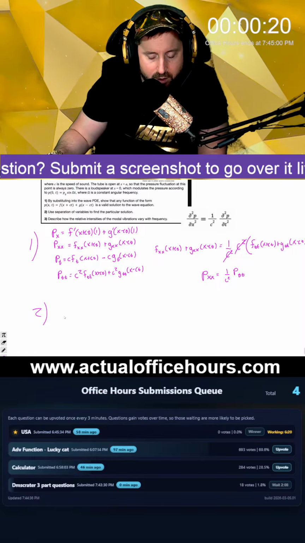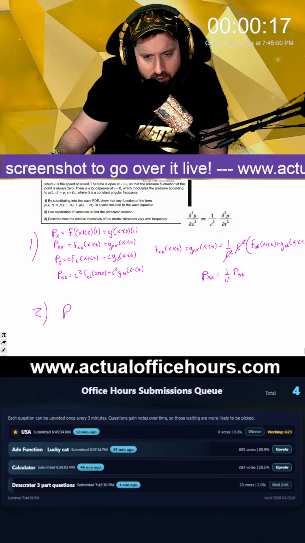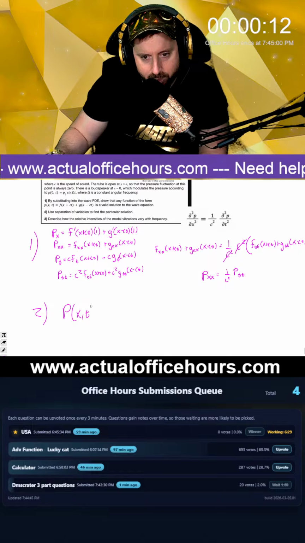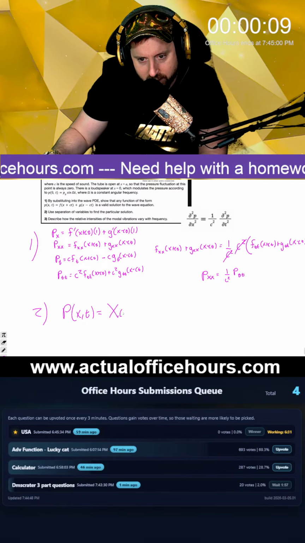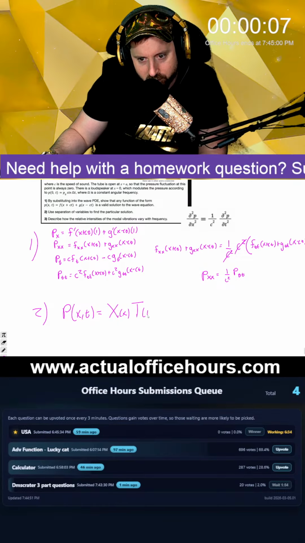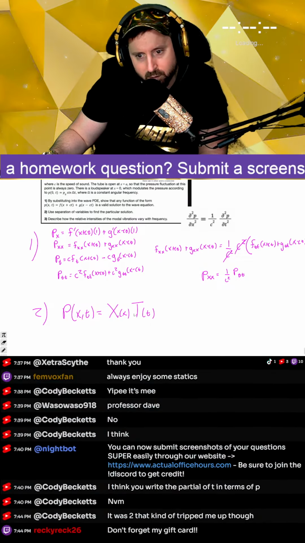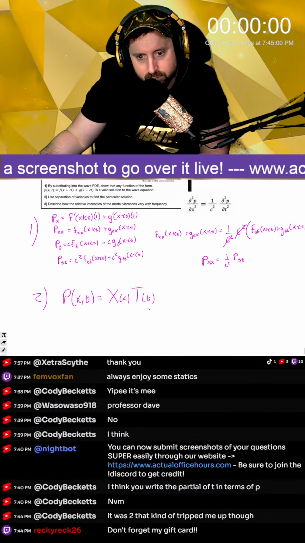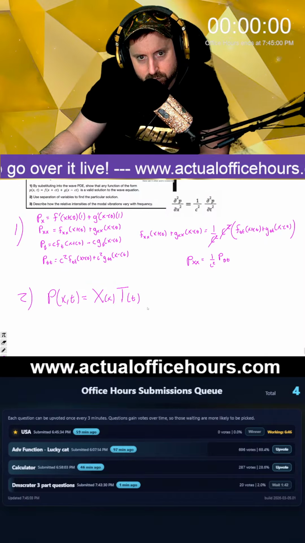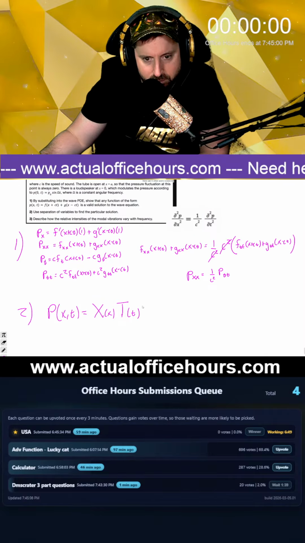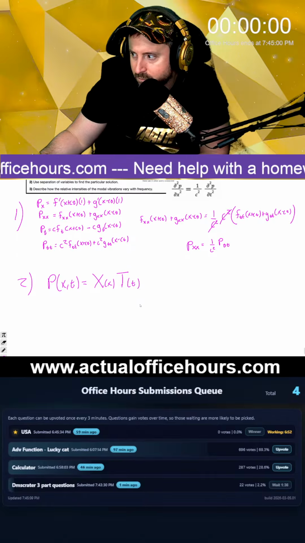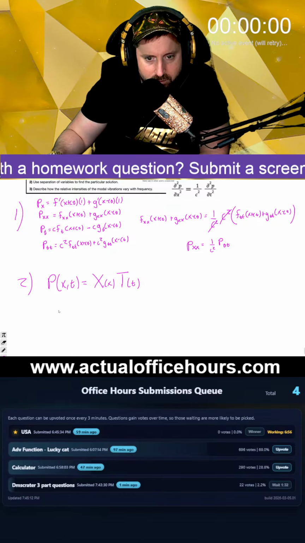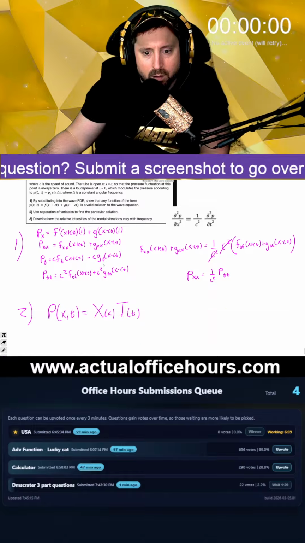So p of x comma t is equal to some function X that is a function of x, and some function T that is a function of t. Yes, I agree, and that's just a general form for how we do any separation of variables. It's always going to be your original starting point. And what's nice in this case is since we already know our p of 0, t, we can just say that T of t is sine of omega t.